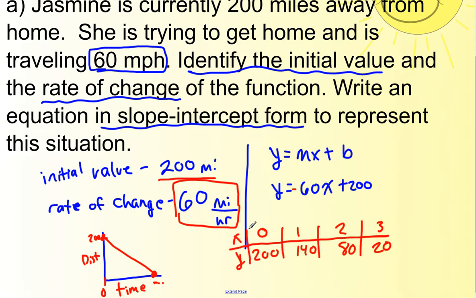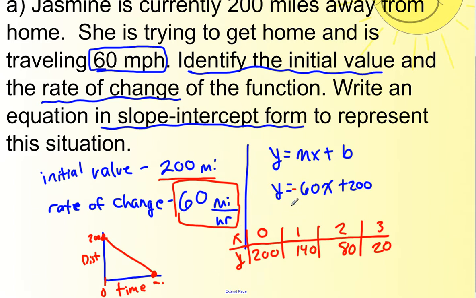This is just an XY table representing this. If you plug in 0 for x, negative 60 times 0 is 0, plus 200 is 200. Plug in a 1. Negative 60 times 1 would be negative 60, plus 200 gives you 140. So this table helps represent that situation as well.